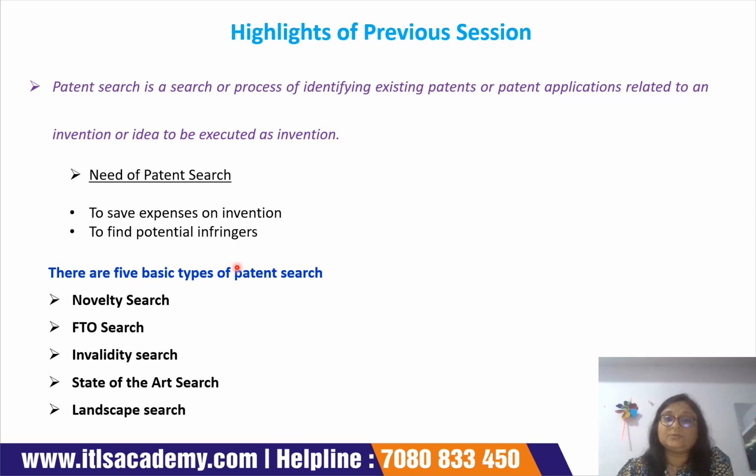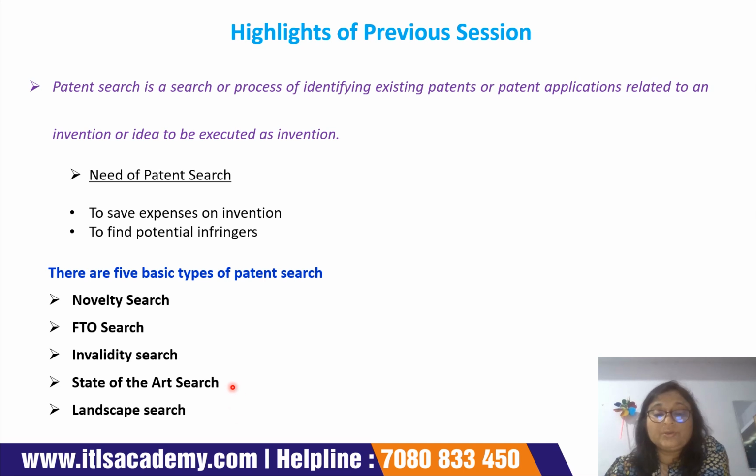You have to search whether anyone is using your patent, or whether anyone has filed similar patent applications related to yours. For that you can also do the patent search. Now, as we discussed, there are five basic types of patent search: novelty search, FTO search, invalidity search, state of the art search, and landscape search.